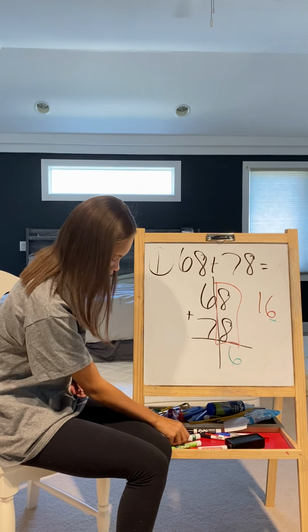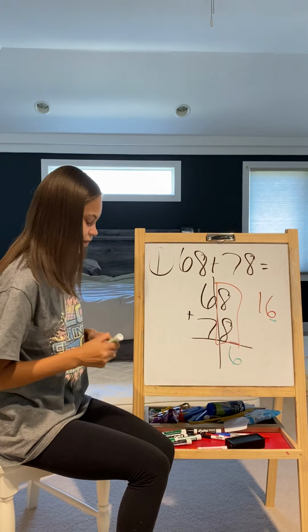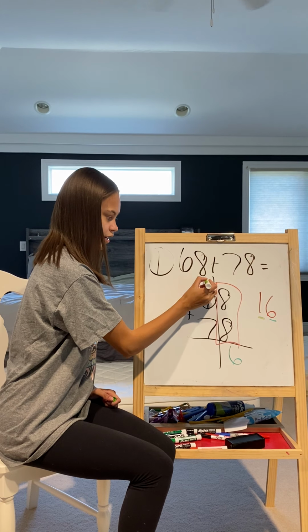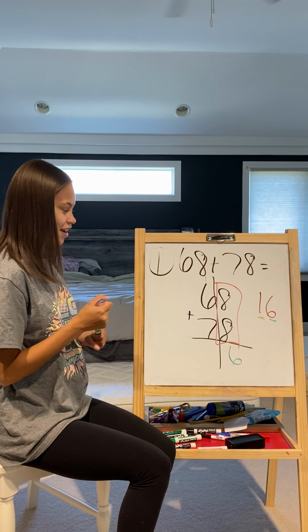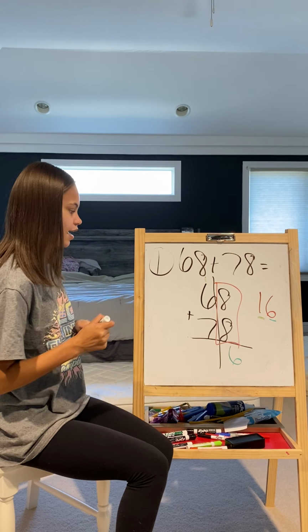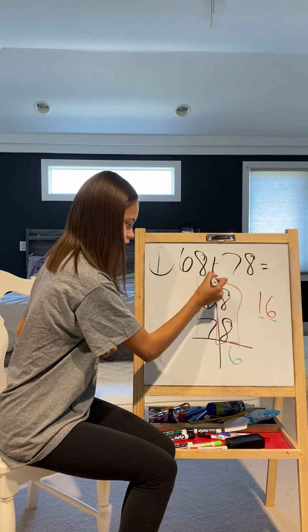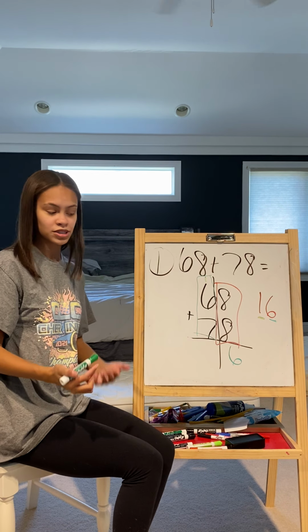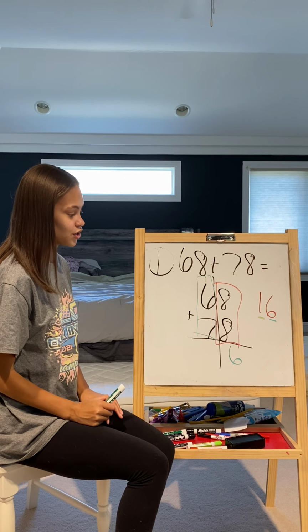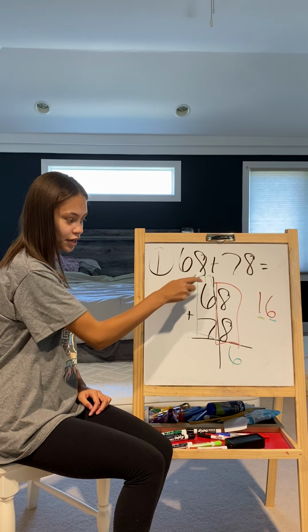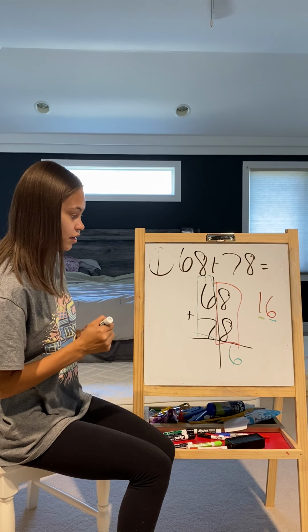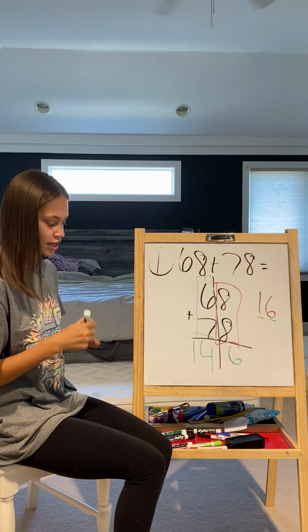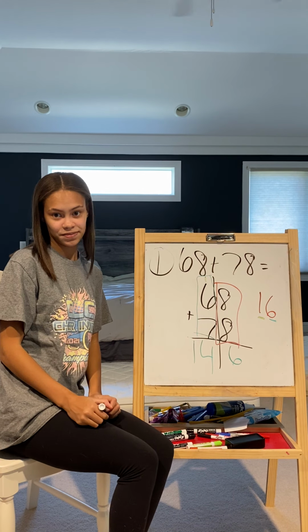And the front number, I'll do light green again, is 1. You carry that number up here. Now you're only looking at this column, and we have 6 and 7 and 1. We add those numbers together: 6 plus 7 is 13, plus the one up here is 14. So you put a 14 down here, and the answer is 146.